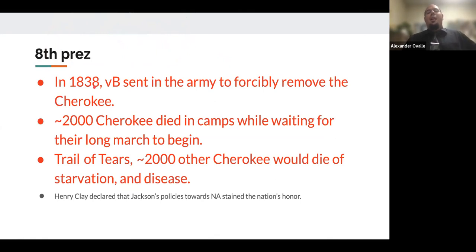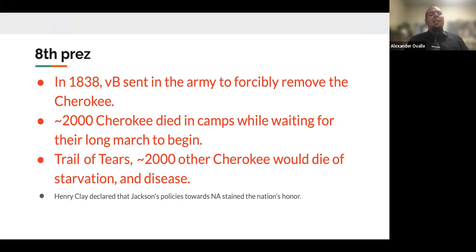So in 1838, the army was sent in to forcibly remove the Cherokee. Around 2,000 Cherokee, Native Americans, died in the camps while just waiting for their long march to begin. There were no trains. There were no cars, no airplanes. They had to walk. Known as the Trail of Tears, another 2,000 Cherokees would die of starvation and disease while making the walk from Georgia to Oklahoma.